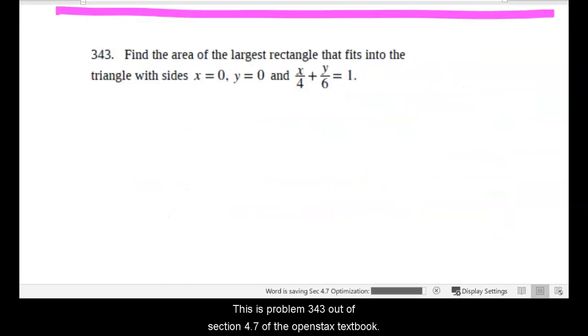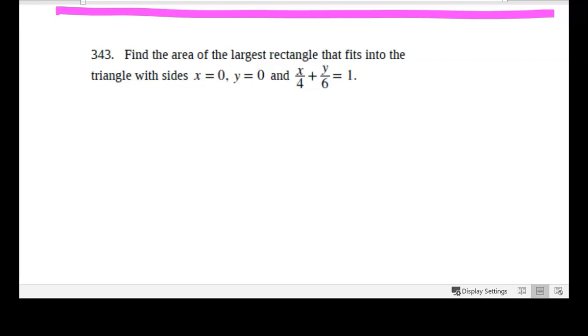This is problem 343 out of section 4.7 of the OpenStax textbook. Let's read the problem and see if we can understand what kinds of equations might be required to solve it. Find the area of the largest rectangle that fits into the triangle with sides x equals 0, y equals 0, and 1/4 x plus 1/6 y equals 1. Okay, first off, this does not sound like a real-world situation.